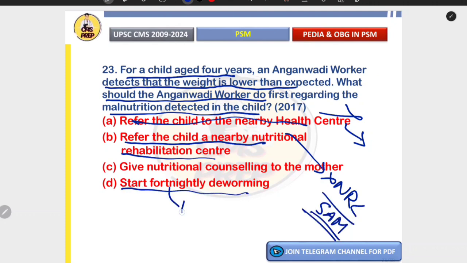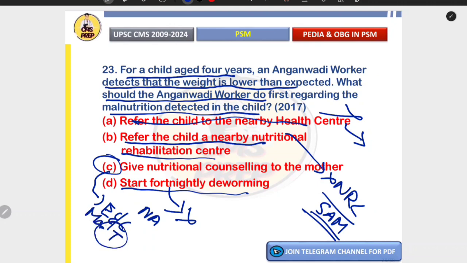Start fortnightly deworming. So it is also incorrect. Deworming is important, but not the first move without proper nutritional advice. Okay, so the correct option is C. Why? Because the first step is education and counseling of the parents, because many cases can be managed by teaching the mother how to give the child better nutrition using available foods. And if there is no improvement even after counseling, then we have to refer. Okay, so the correct answer is C, give nutritional counseling to the mother.